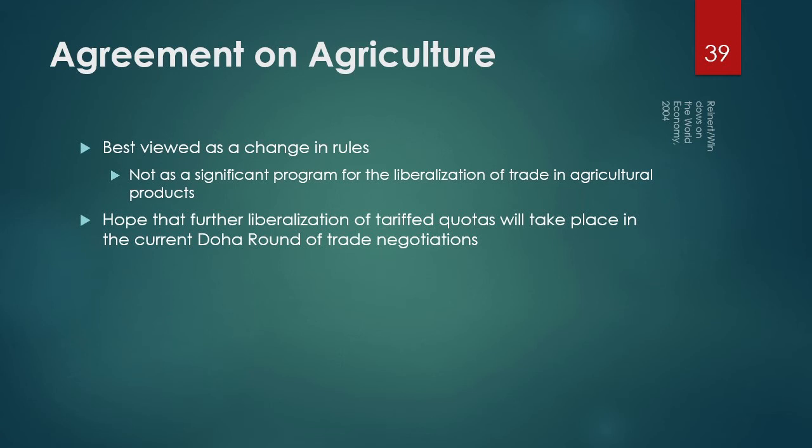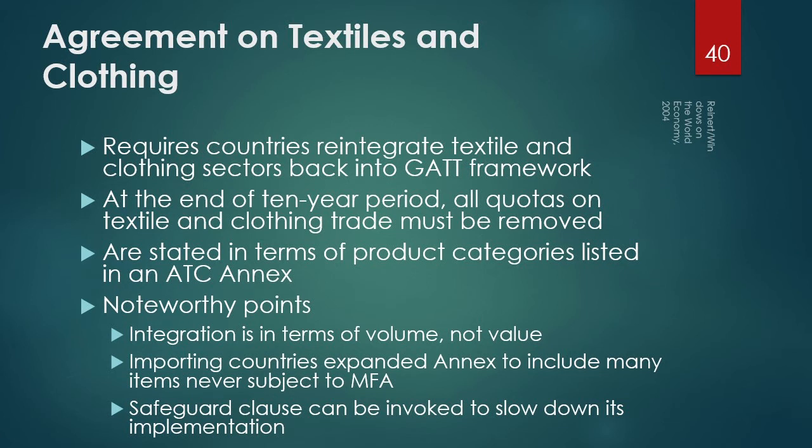There is the hope that further liberalization of tariffed quotas will take place in the current Doha round of trade negotiations. And with the agreement on textiles and clothing, it requires countries to reintegrate textile and clothing sectors back into the GATT framework. At the end of a 10-year period, all quotas on textile and clothing trade must be removed, and these are stated in terms of product categories listed in the ATC Annex that we discussed earlier. But there are some noteworthy points. Integration is in terms of volume and not in value. Importing countries expanded the Annex to include many items that were really never subject to the MFA. And there is a safeguard clause which can be invoked to slow down its implementation.